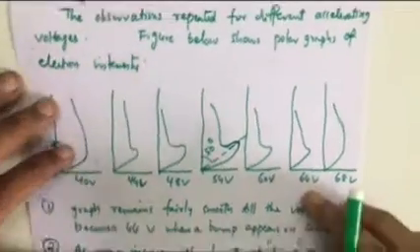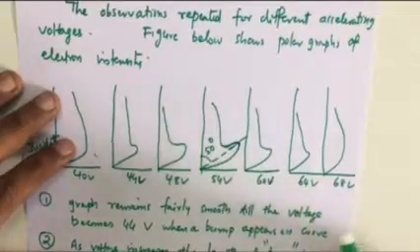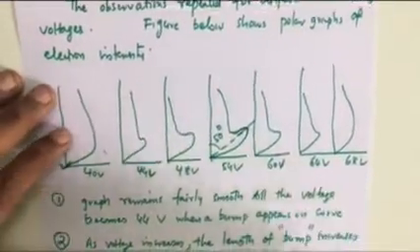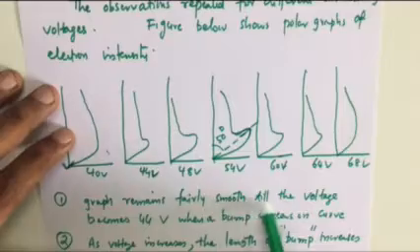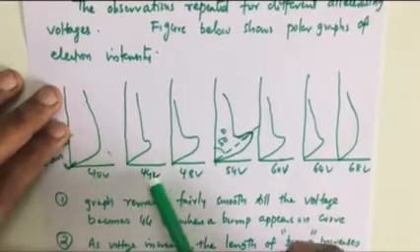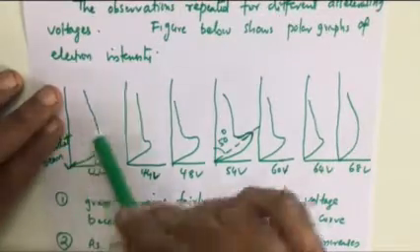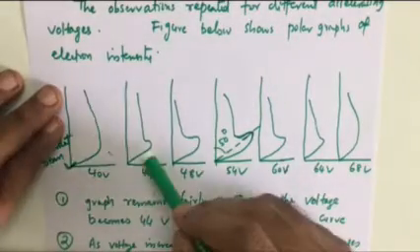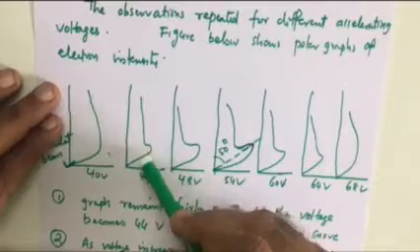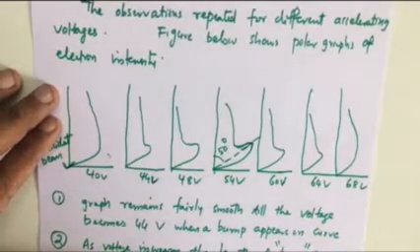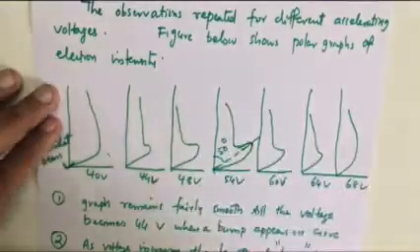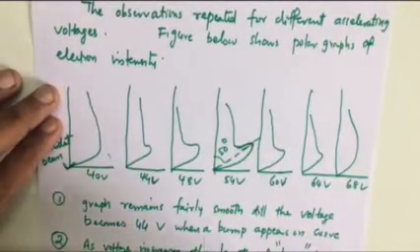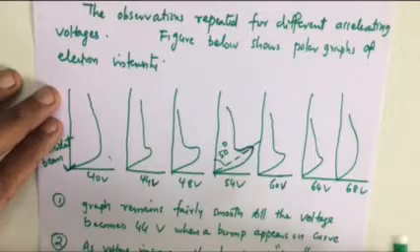Now the graph remains fairly smooth. What we observe is the graph remains fairly smooth till the voltage becomes 44 volt. At 44 volt, a small bump appears on the curve. And as we increase the voltage, the length of the bump increases.